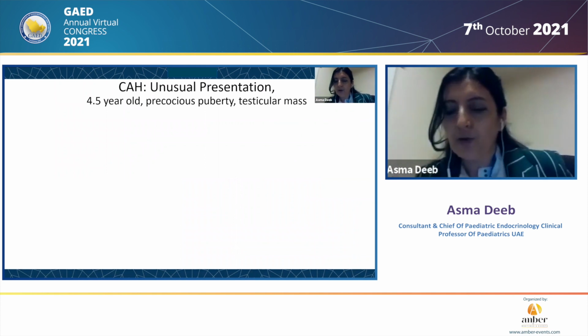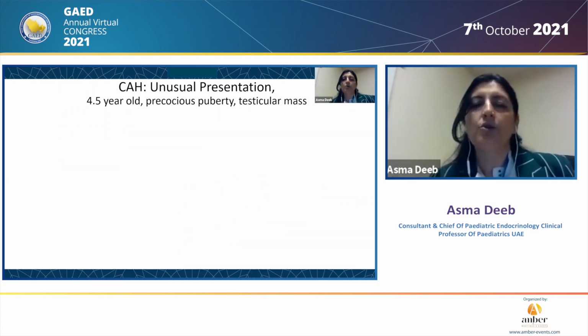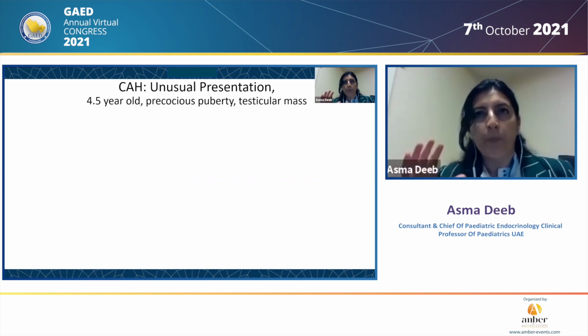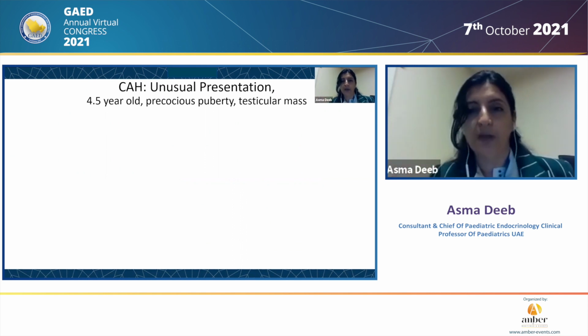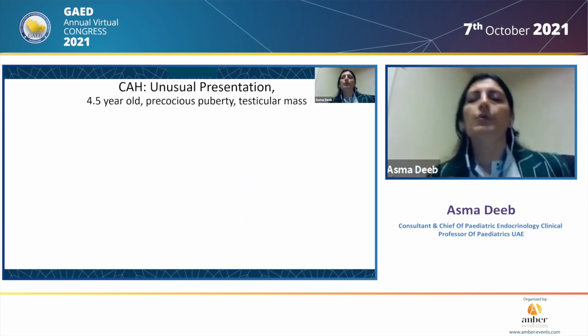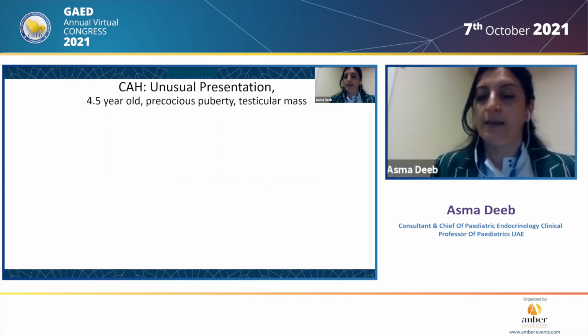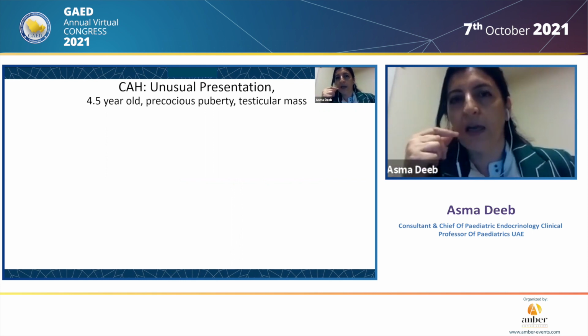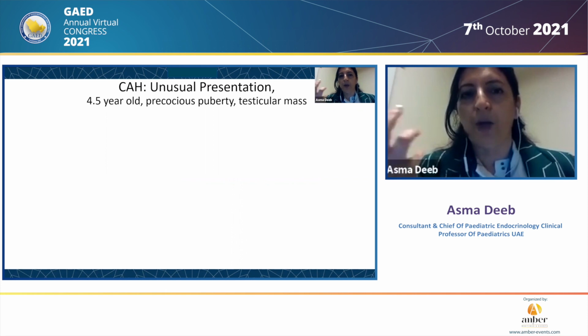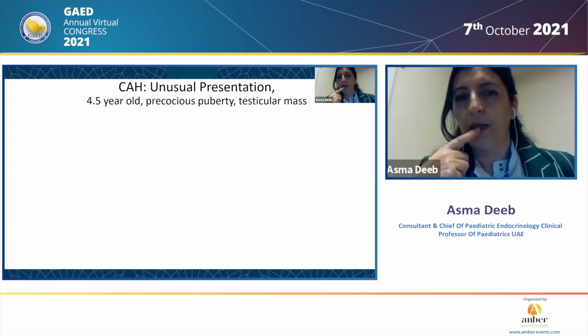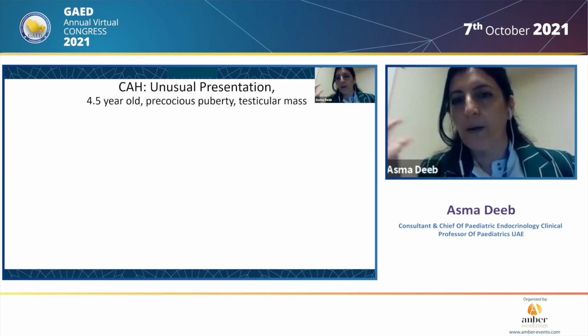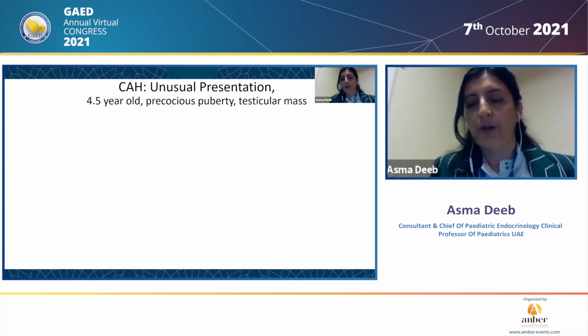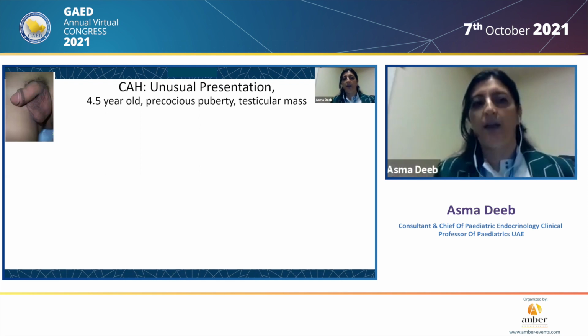So let me go back to the presentation of CAH, and I discussed with you the very first presentation of the classic form, the severe phenotype due to severe underlying genetic. But let's go and see another form of CAH, the simple virilizing form. So here is a child who was referred to my clinic at the age of 4.5 with precocious puberty features and a testicular mass. He was referred thinking that he has Leydig cell tumor in his testis. That's how his genitalia looked.